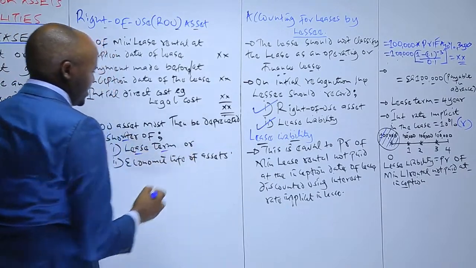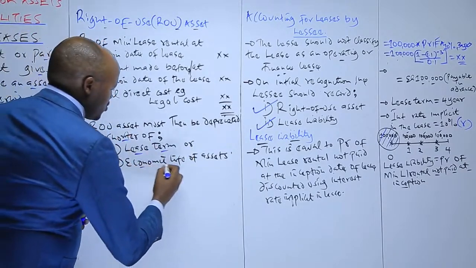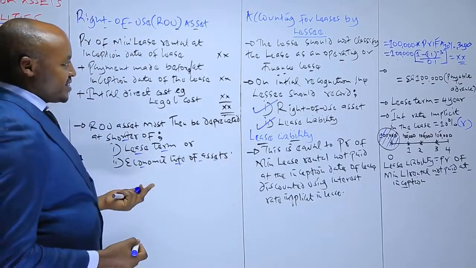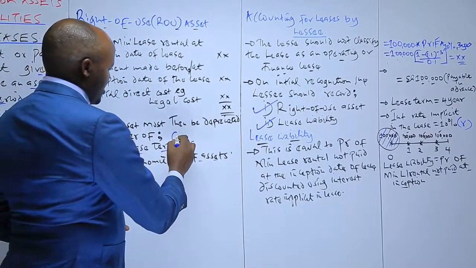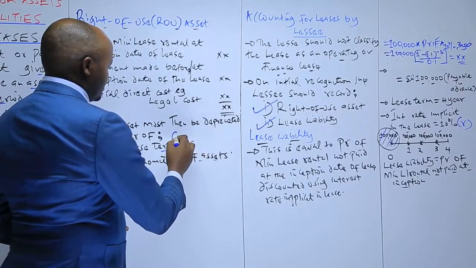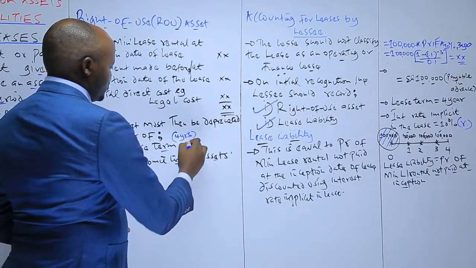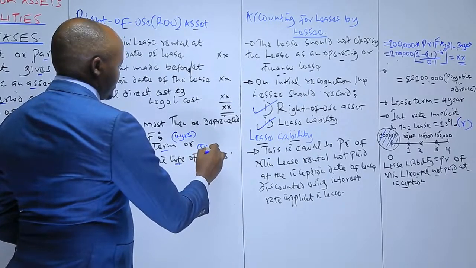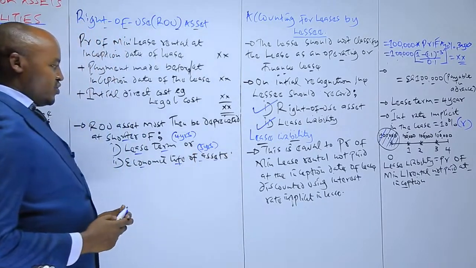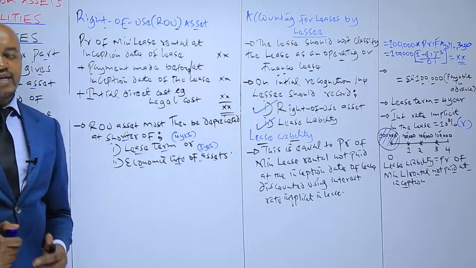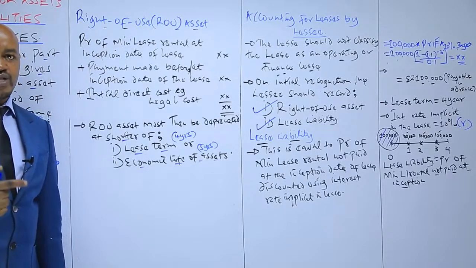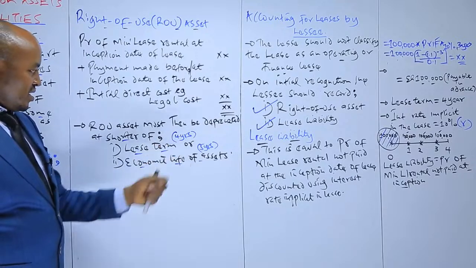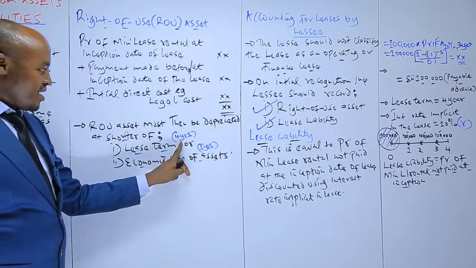One, what we refer to as the lease term, and what we refer to as the economic life of the asset. Assuming you are told that the lease term, or basically the term of the lease, is 4 years, and then you are told that the economic life of the asset is 5 years. Therefore, you depreciate this right of use asset at the shorter of these 2 periods. You take the period which is shorter out of the 2 periods. So in our case, the period which is shorter is 4 years.